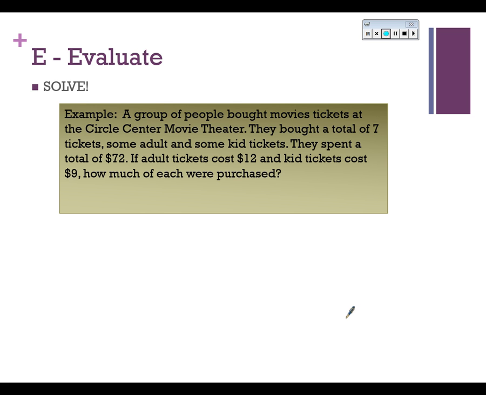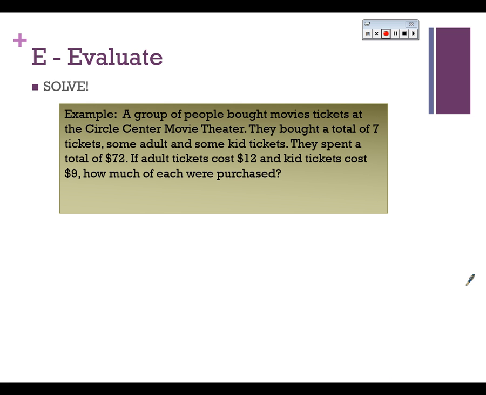Okay, so now to solve for y, what do we do on both sides? Divide by that negative 3 to get it away from the y. And so y equals negative 12 over negative 3, which is 4. 4 what? Y represented what? Kid. Y was kid tickets, remember? So this is 4 kid tickets.